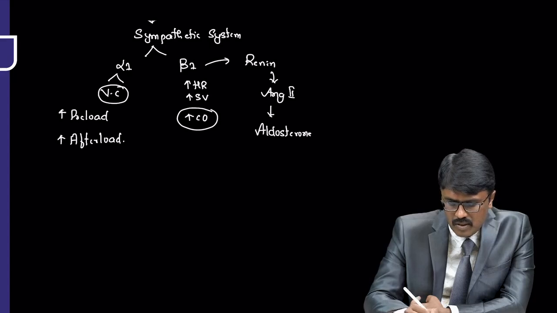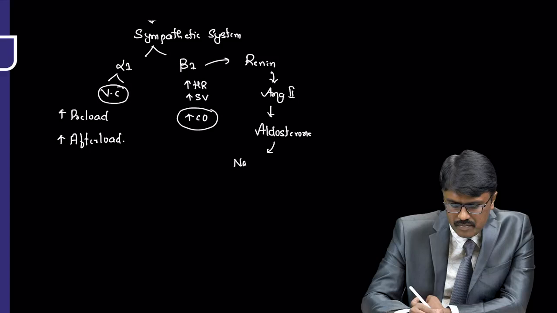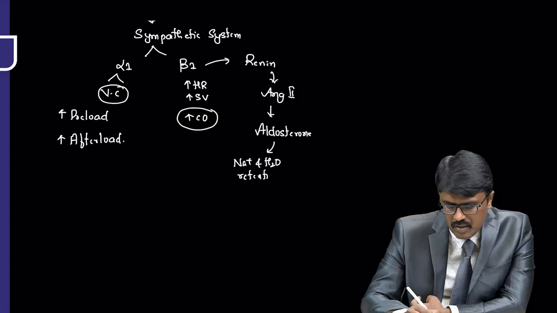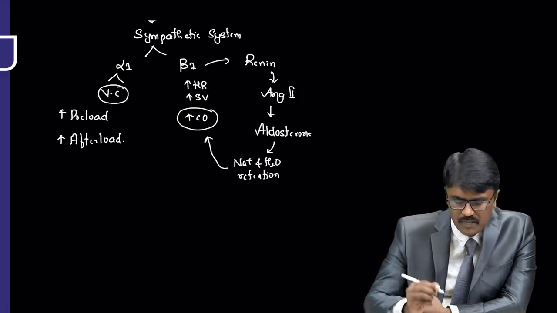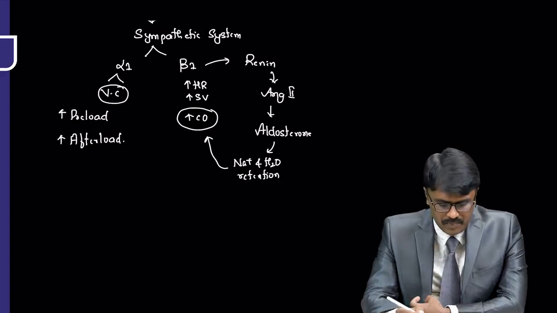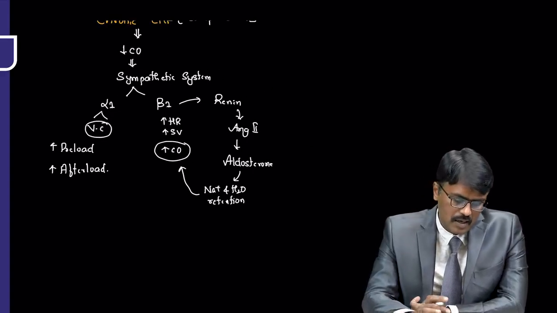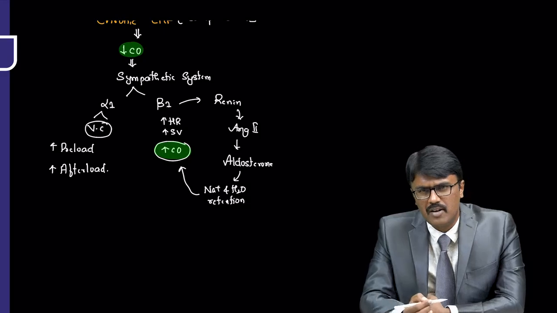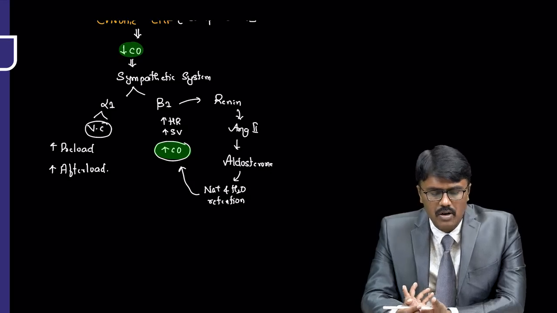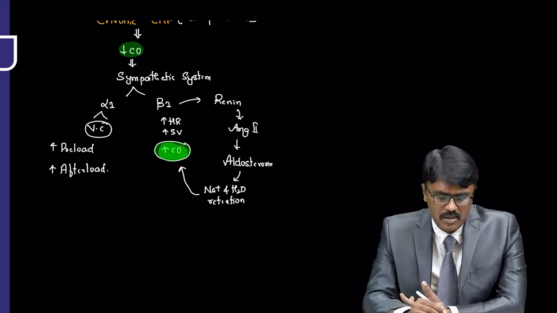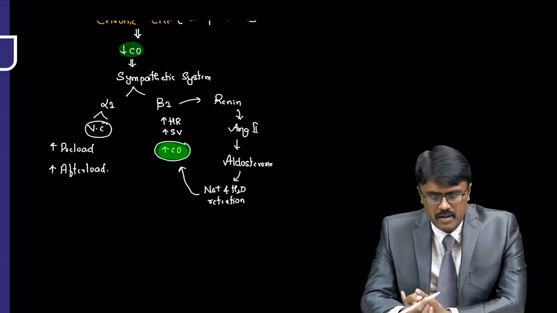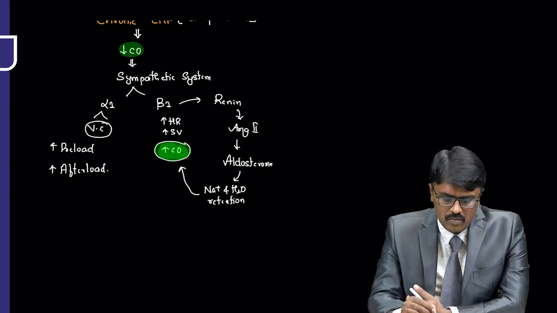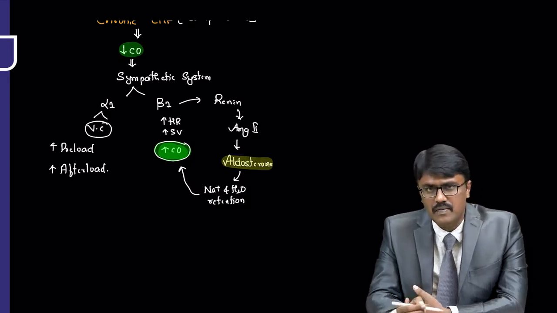So aldosterone is going to cause sodium and water retention, and that will also be responsible for an increase in cardiac output. Now if you see this, when the heart is not pumping properly and it has compensated itself by increasing the cardiac output, then why should I interfere? When the heart is not producing the cardiac output, it has compensated itself, then why are we using the drugs? The problem is when you activate aldosterone more and more, this pathway gets activated.